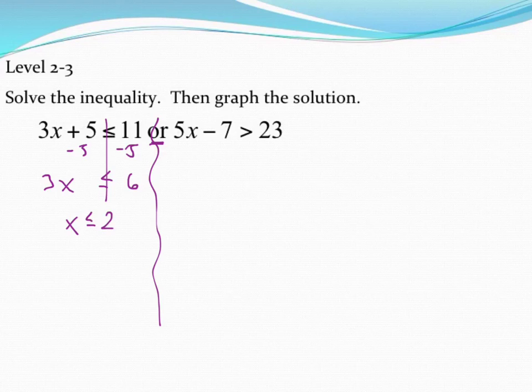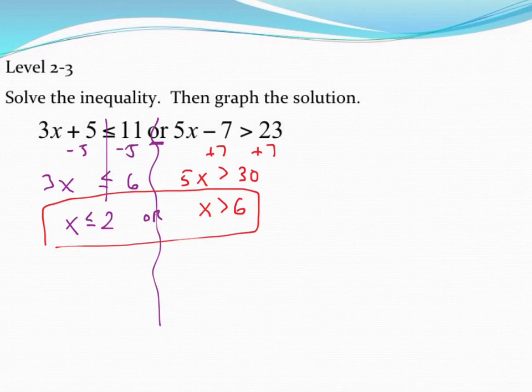So on one side, I end up with this solution, x has to be less than or equal to 2. I should probably write my or in between. Go ahead and do the other side of your inequality. Again, whatever you do to one part of these or inequalities has absolutely zero effect on the other side. So 5x has to be greater than 30. Divide both sides by 5. So x has to be greater than 6. So there's my solution sort of written as an inequality.